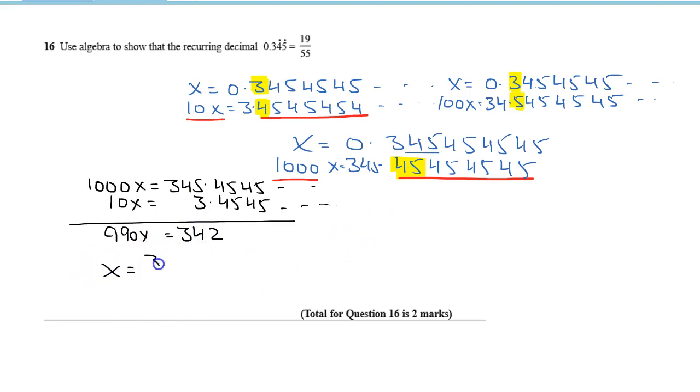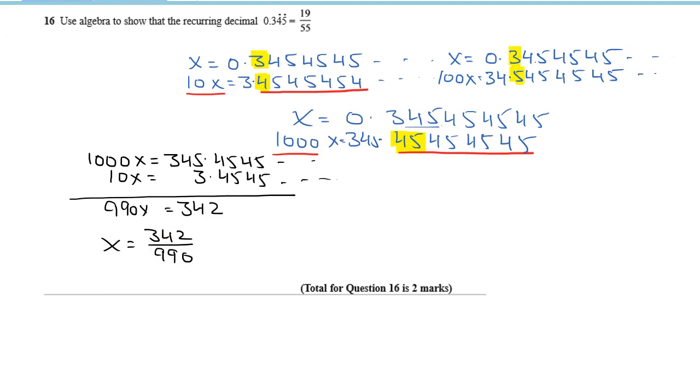So x will be 342 over 990. Because we have to prove it is 19 over 55. If you divide by 18, you will get 19 on top and 55 on the bottom: 18 times 19, and 18 times 55. So the answer will be 19 over 55. So this will be your answer.